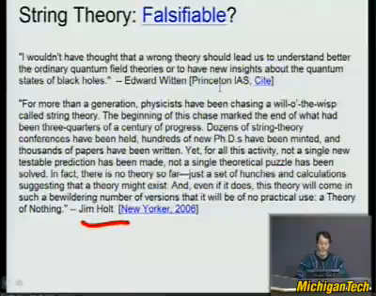The beginning of this chase marked the end of what had been three-quarters of a century of progress. Dozens of string theory conferences have been held. Hundreds of new PhDs have been minted, and thousands of papers have been written. Yet, for all this activity, not a single new testable prediction has been made. Not a single theoretical puzzle has been solved. In fact, there is no theory so far, just a set of hunches and calculations suggesting that a theory might exist. And even if it does, this theory will come in such a bewildering number of versions that it will be of no practical use, a theory of nothing."